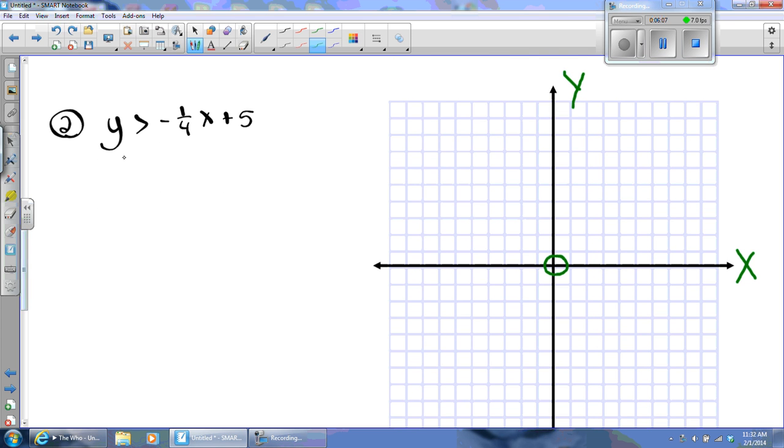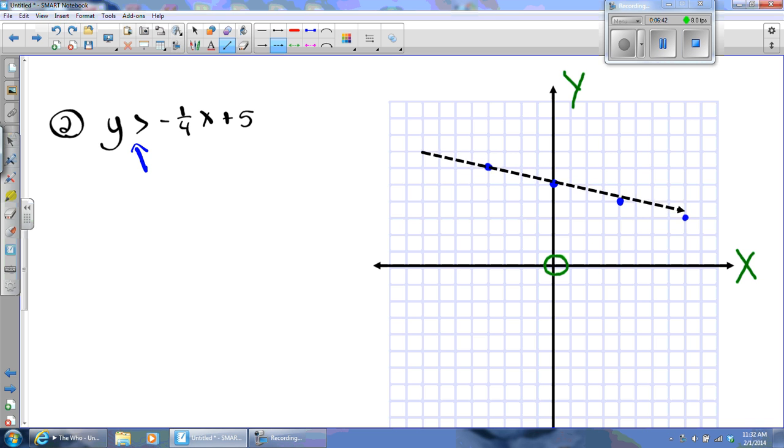Okay, let's try this one. I've got a y-intercept of 5. 1, 2, 3, 4, 5. I've got a slope of negative 1/4, so down 1, and 1, 2, 3, 4 to the right. 1, 2, 3, 4. And up 1, and 1, 2, 3, 4. There we go. Now, this one's not equal to, is it? That means when I draw it, I'm going to get a broken line or a broken segment.